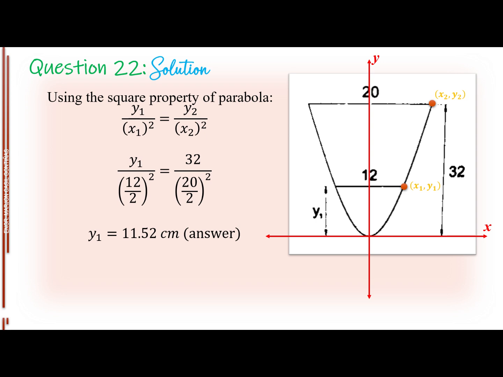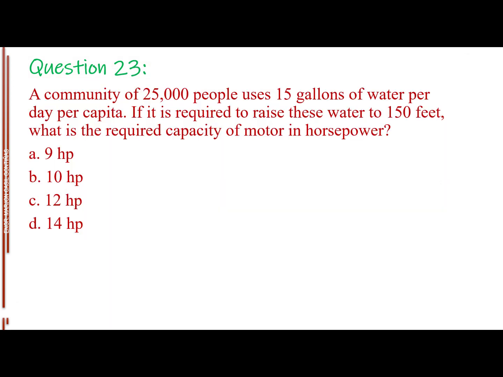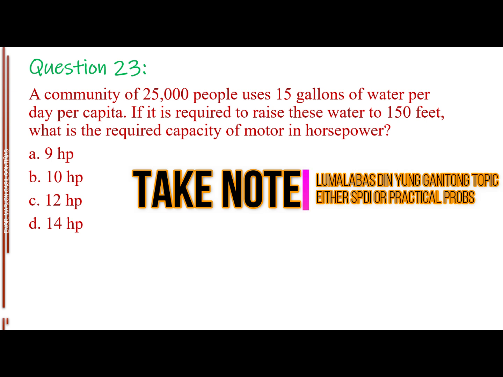Corrections are highly appreciated. Question number 23. A community of 25,000 people uses 15 gallons of water per day per capita. If it is required to raise these water to 150 feet, what is the required capacity of motor in horsepower? Letter A, 9 horsepower. Letter B, 10 horsepower. Letter C, 12 horsepower. Letter D, 14 horsepower. Your timer starts now.